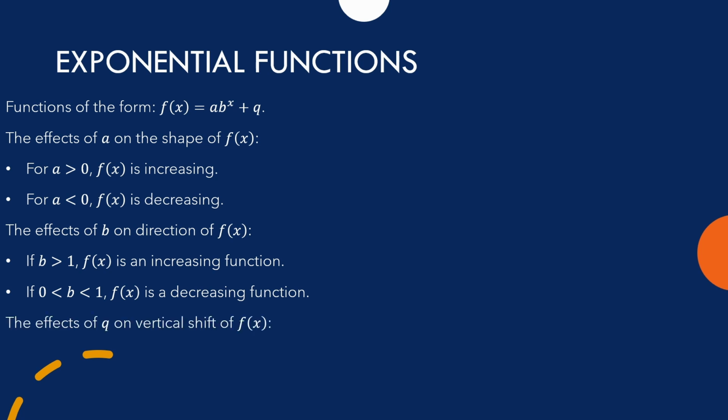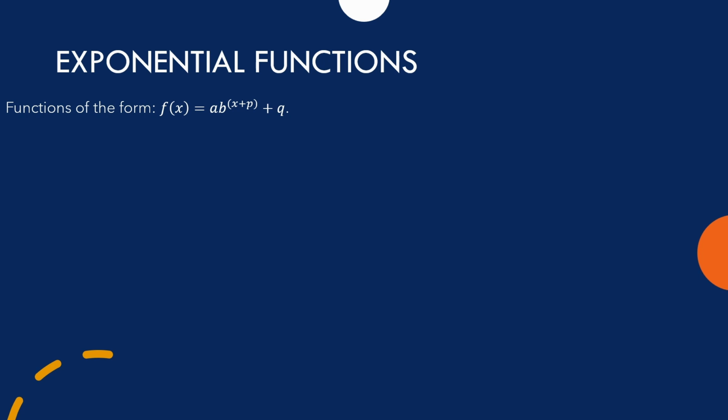Now let's take a look at the effects of q on the vertical shift of f of x, and that means q affects the vertical shift of the graph. If q is greater than 0, f of x is shifted upwards by q units, and if q is less than 0, f of x is shifted downwards by q units.